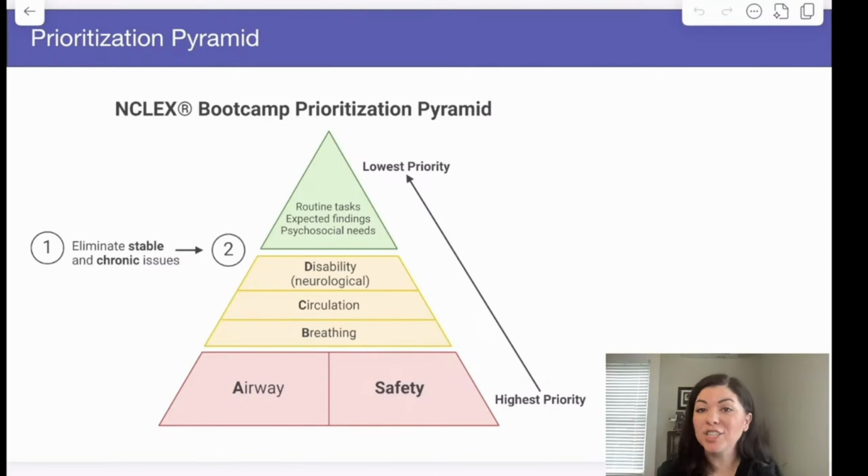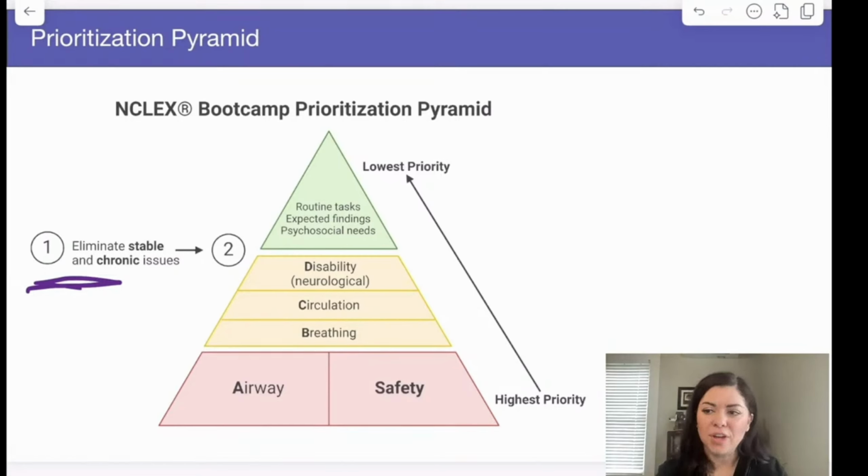It's our prioritization pyramid that we worked really hard on. This pyramid is supposed to help you as you sit down to take these prioritization questions, navigate them using a very strategic approach to guide you. The way we use this pyramid is we start with step 1 on the left here, and we eliminate any type of stable or chronic issues. Typically any client that is experiencing a chronic ongoing issue or is stable is not going to be our first priority. They're not going to have any life-threatening emergent issue that requires immediate care.